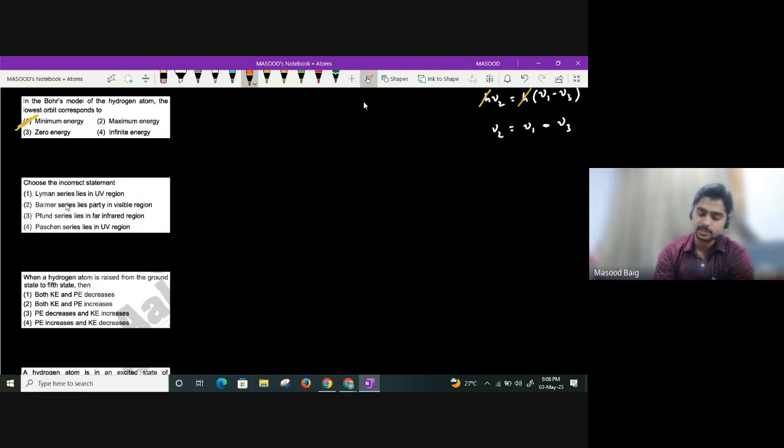Select the incorrect statement. Lyman series lies in UV region, it is a correct statement. Balmer series lies partly in visible region, also correct. Pfund series lies in far infrared region, also correct. Paschen series lies in UV region is the wrong statement; it lies in near infrared. Just remember: Lyman UV, Balmer visible, Paschen infrared, and Brackett and Pfund will also lie in infrared only. Understood, all of you?